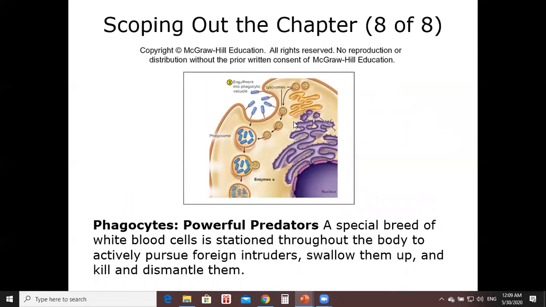Then we're going to talk about phagocytes. These are powerful predators, a special breed of white blood cells stationed throughout the body to actively pursue foreign intruders, swallow them up, and kill and dismantle them. This here is a phagocyte, and these are like microorganisms, and the phagocyte will take it in and it will destroy it.